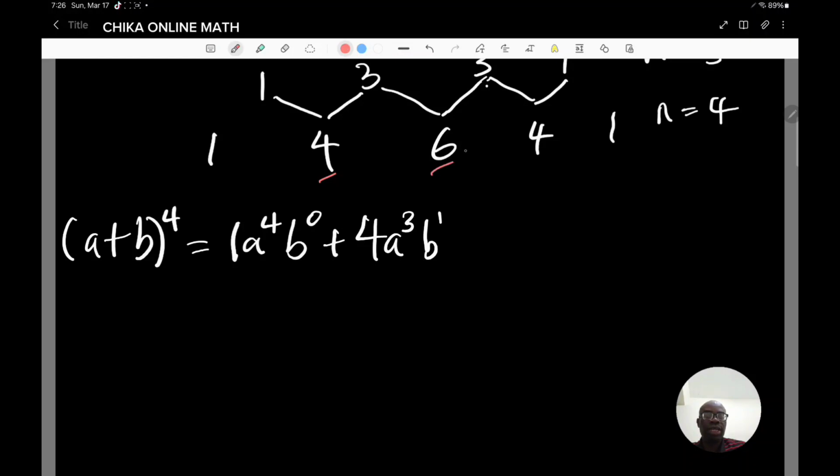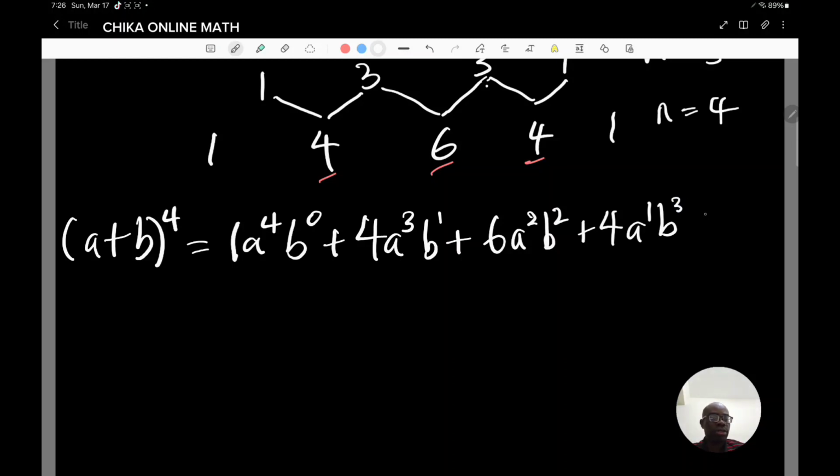Next, for the third term we pick 6. So we have plus 6. Then the power of a will decrease by 1, so we have a squared here, and the power of b will increase by 1, so we have b squared. Plus, for the fourth term, we pick the coefficient 4. Then the power of a will decrease further by 1, so we have a raised to power 1 here, and the power of b will increase by 1. So from 2 it will jump to 3.